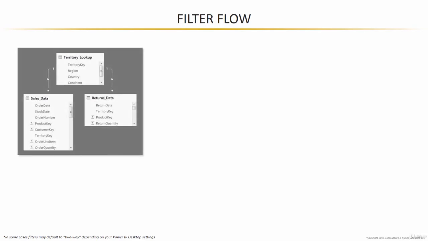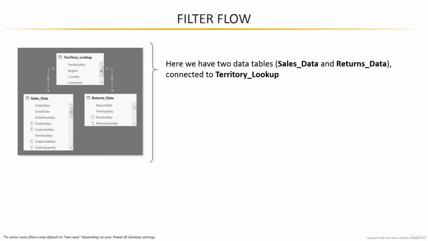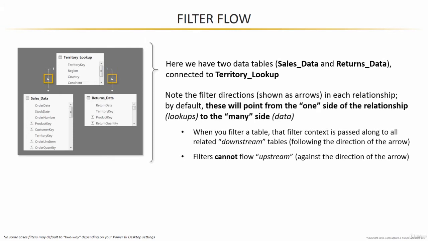Here we've just got a three-table model, two data tables, sales and returns, both with valid connections or relationships to a single lookup, territory lookup. Now, when you look closely at the two relationships, you'll note the filter directions, which are shown as arrows, point from the one side of the relationship, or the lookup side, to the many side, the data side.